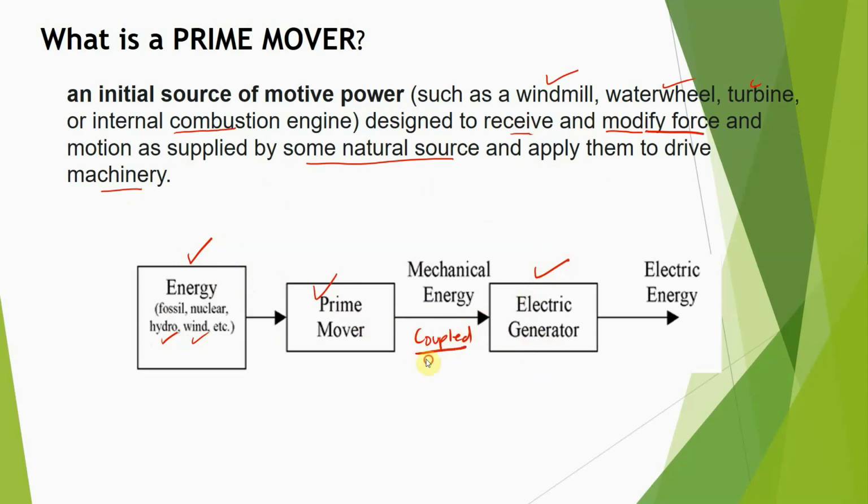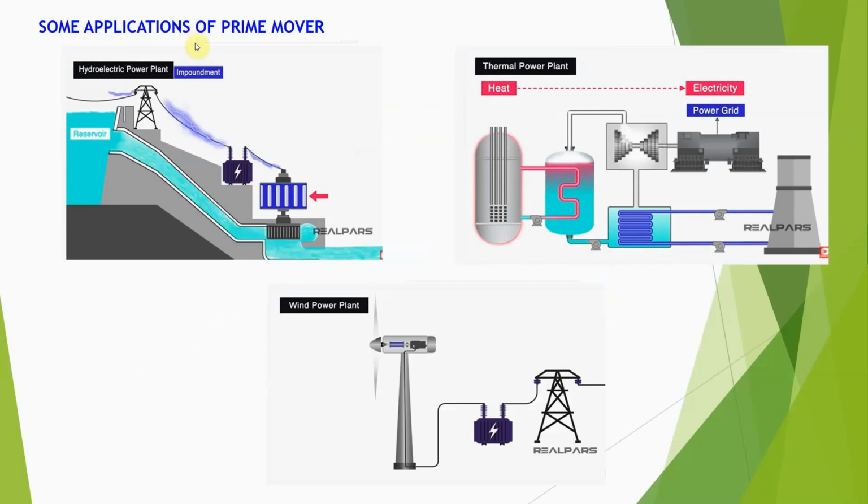So the prime mover and the electric generator are coupled together so that when the prime mover rotates, let's say in clockwise direction, the generator will rotate and the generator will convert mechanical energy into electrical energy. Prime mover is very, very important in power generation. So I have here some applications of prime mover.